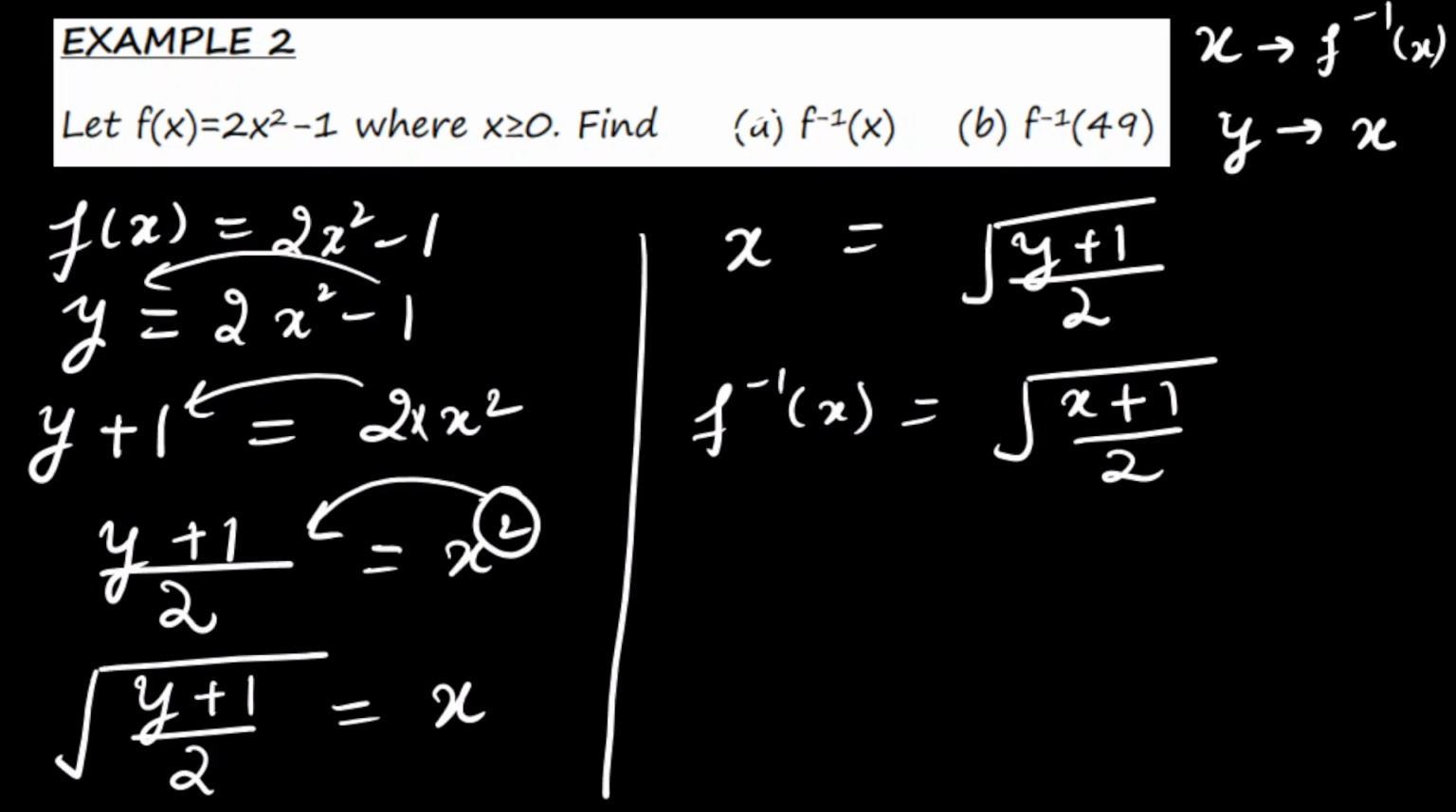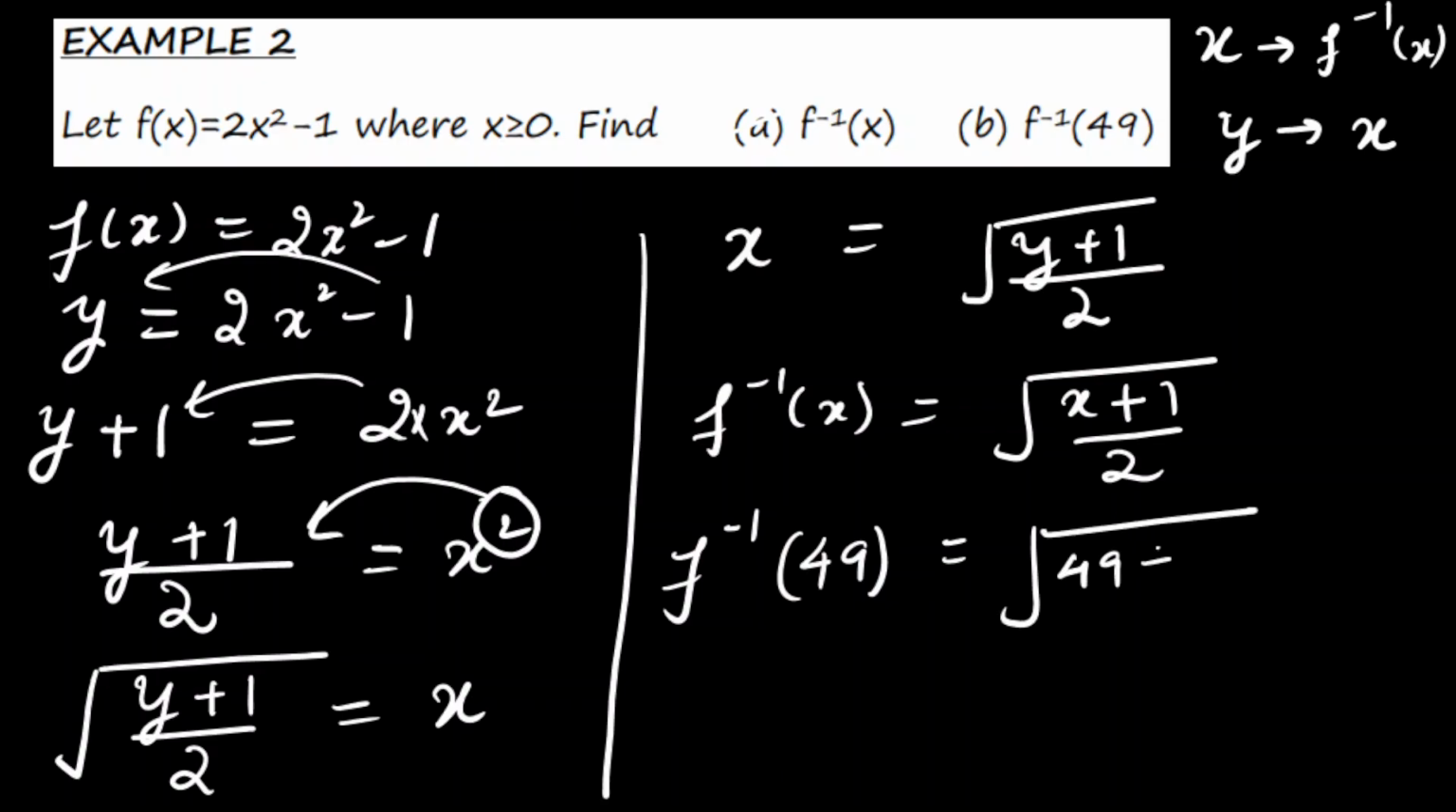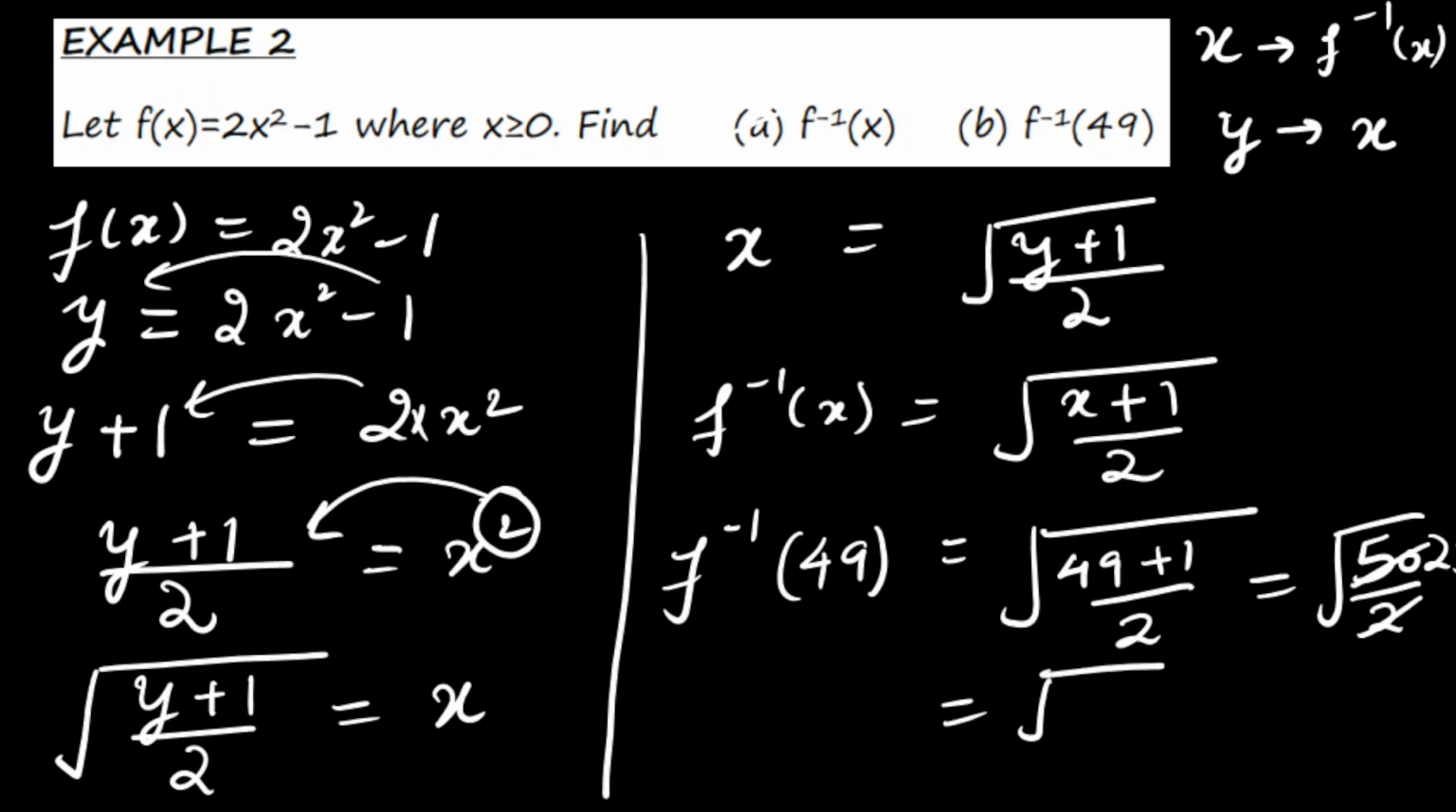Now let's find part B. B part says we have to find f inverse 49. So that means we have to substitute x as 49. So (49 plus 1) by 2. 49 plus 1 is 50, 50 by 2 is 25, square root of 25 is equal to 5. So that means f inverse 49 is equal to 5.